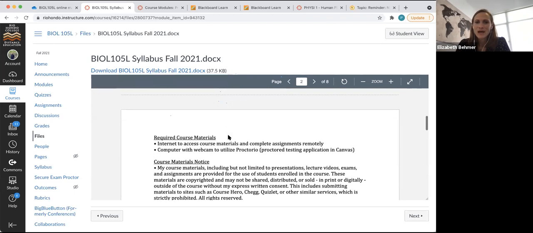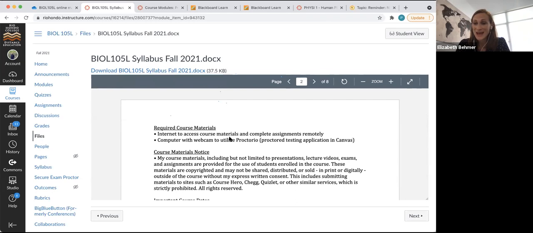So the course materials, you just need access to Canvas, and then you need a computer with a webcam, because again, we'll be using Proctorio, which you need to download the extension for, and those instructions are shown in that first module. And this is just a proctored testing application. It will watch you, it will record your screen, but it doesn't save your information. It doesn't save the recordings. I never look at these recordings.